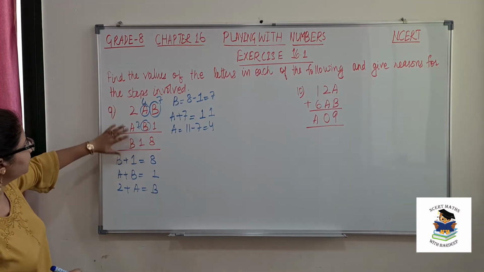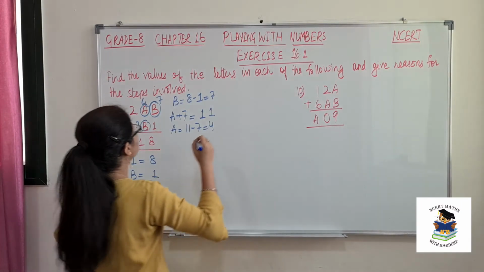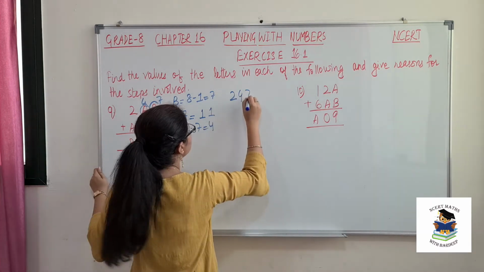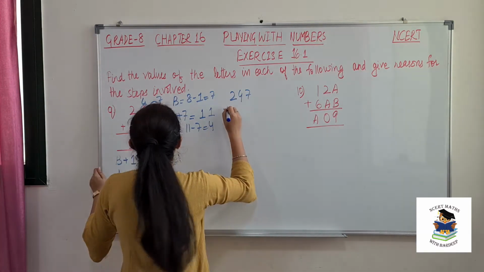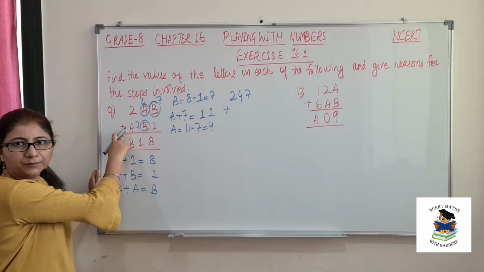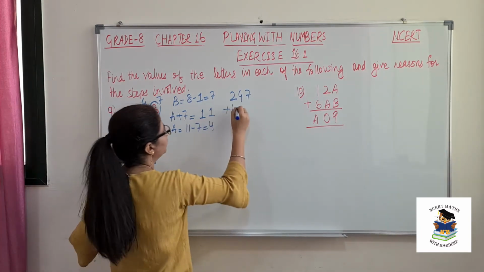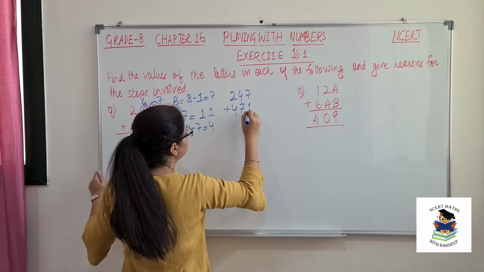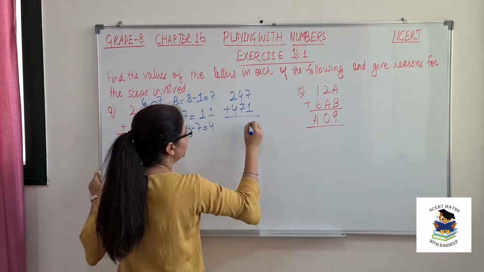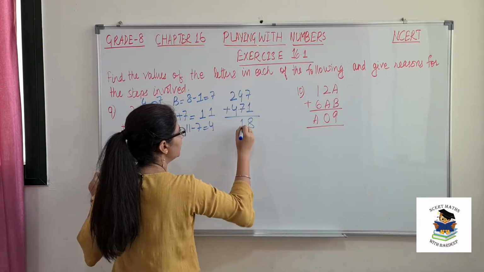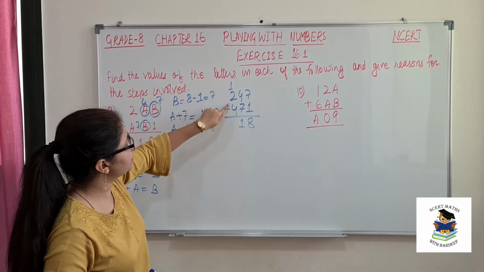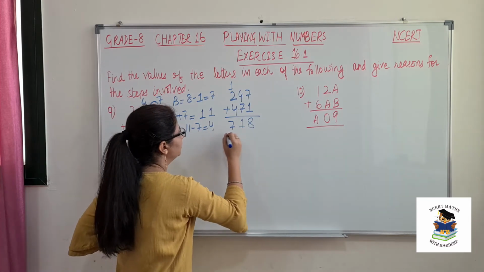So now let us see what we have got. This is 2. A is 4. B is 7. And this is A. Okay. A we have already got as 4. B is 7 and this is 1. So 7 plus 1 is 8. 4 plus 7 is 11. 1 is carry. 2 plus 1 is 3. 3 plus 4 is 7.